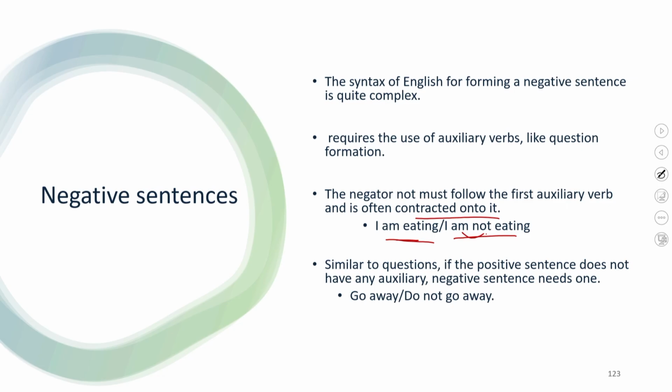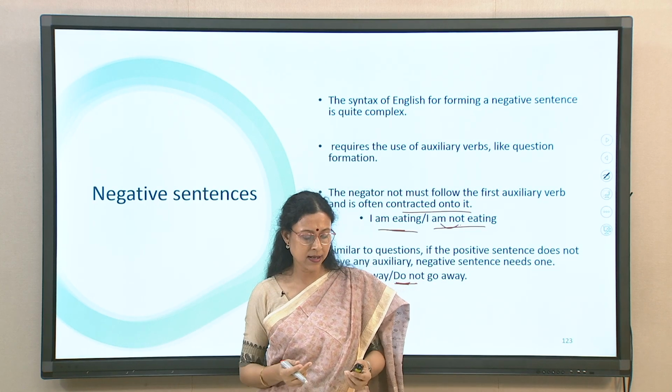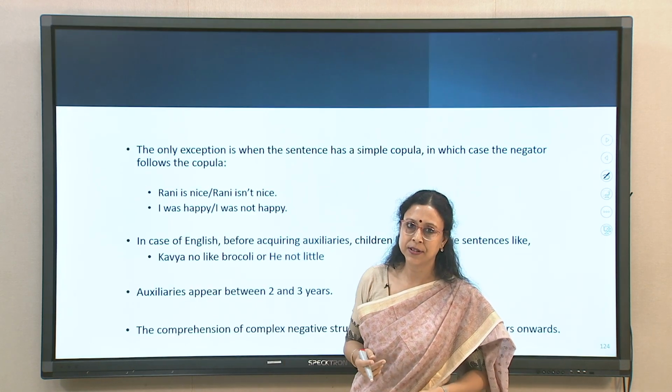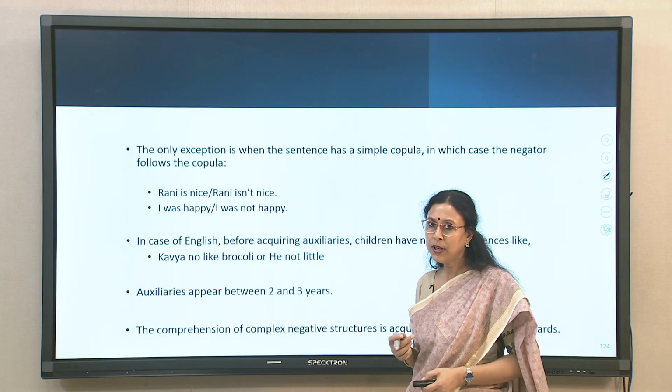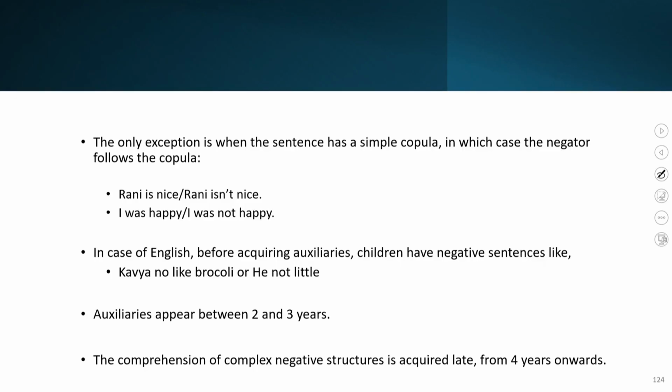It is not necessary that the positive sentence will have an auxiliary, but even if it does not, in the negative there has to be an auxiliary. So, "go away", there this thing gets inserted. So, "do not go away". You cannot simply say "not go away", the auxiliary has to come into the picture. The only exception, however, is when the sentence has a simple copula, in which case the negator follows the copula.